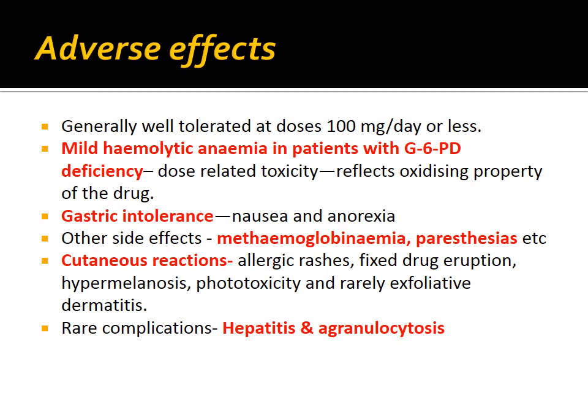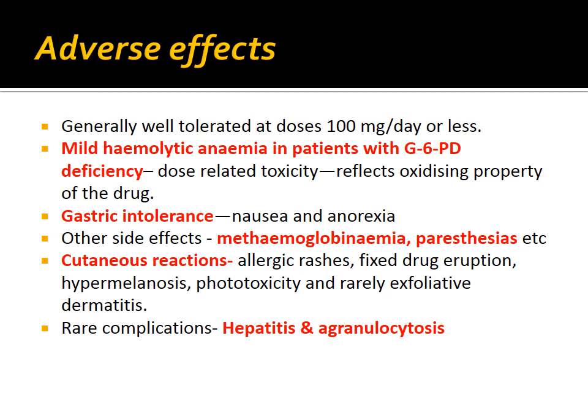Then the next is cutaneous reaction. Because it gets highly concentrated in the skin, which is advantageous, but it also causes disadvantages like allergic rashes. Then fixed drug eruption. Fixed drug eruption means an allergy at a particular site of the skin because of a drug. When you repeat the dose of the drug, mostly that allergy or lesion appears on the same site. That is called fixed drug eruption. This is also a side effect seen with sulfonamides. Then hypermelanosis, melanin pigmentation is increased in a particular area.